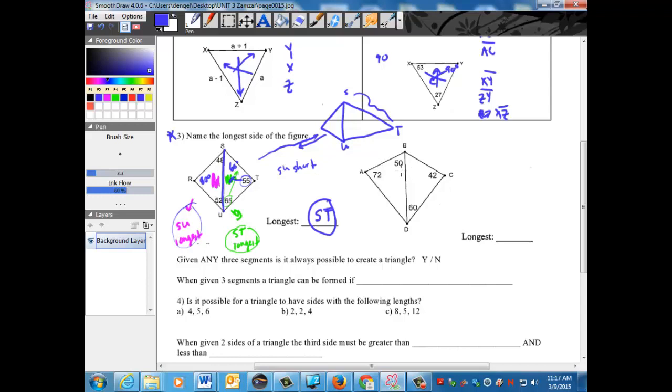Same thing on our next shape. We have 122, so 58 degrees down below. And then 102, so that would give us 78 degrees up above. Well, again, we have two shapes. We have two triangles. We have the triangle on the left, and we have the other triangle on the right.